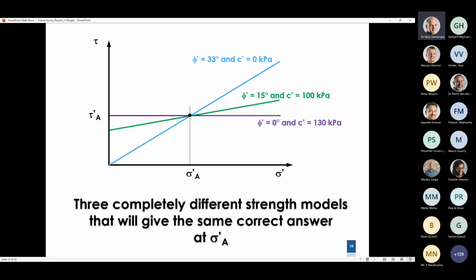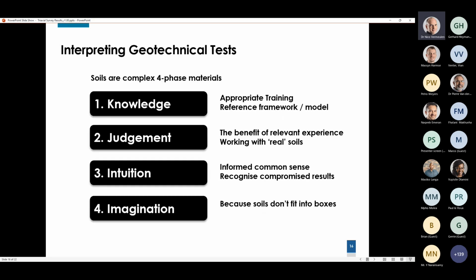So what I'm trying to illustrate here is that all three of those completely different and divergent strength models can give you the right answer at one stress point, being sigma dash A. And so the moral of the story that I want to bring across is that you have to understand what parameter, what model, and what design philosophy you are going to follow, and then do the appropriate sampling and testing and interpretation to provide you with the right combination of those parameters to fulfill the task. And that's a whole can of worms on its own.